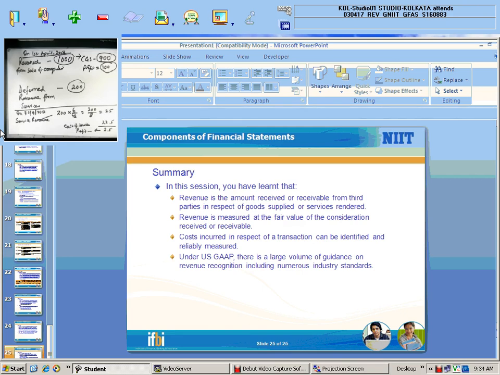That income will be treated as a liability. So the cost incurred in respect of a transaction can be identified and reliably measured. That's a very important criterion.